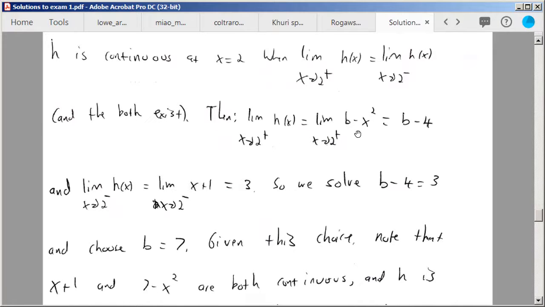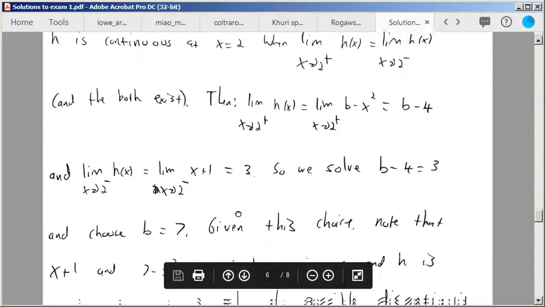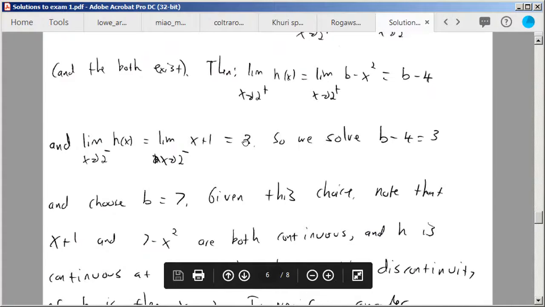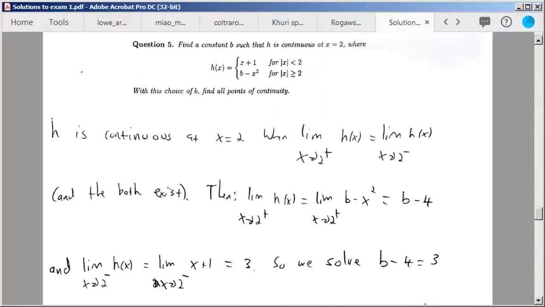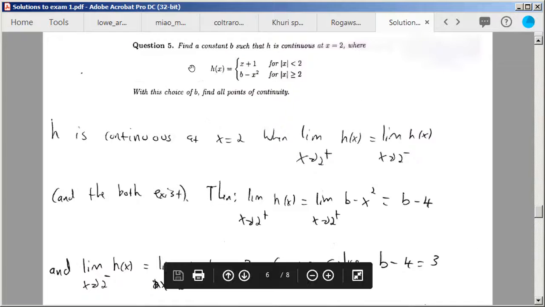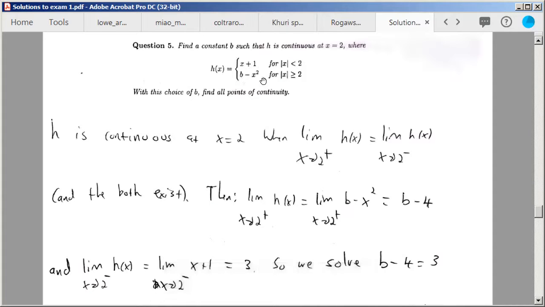For the left hand limit, use b minus x squared. Plug in 2: b minus 4. For the right hand limit, use x plus 1. Plug in 2 to get 3. So b minus 4 equals 3. Choose b equals 7. Now the second part says look at x plus 1 and look at 7 minus x squared, and find all points of continuity.